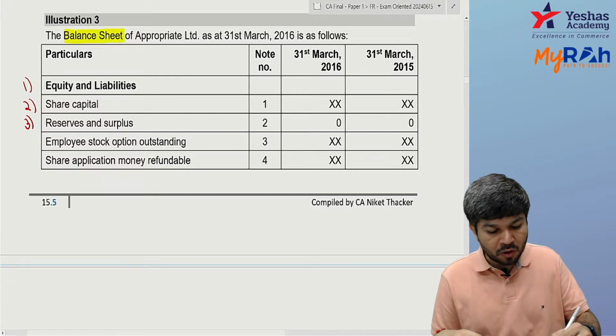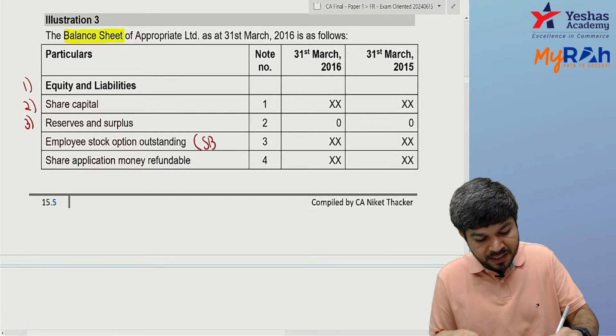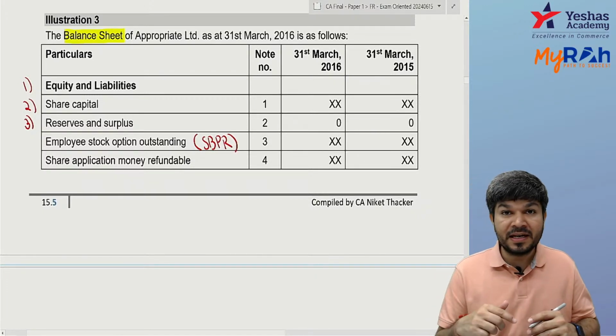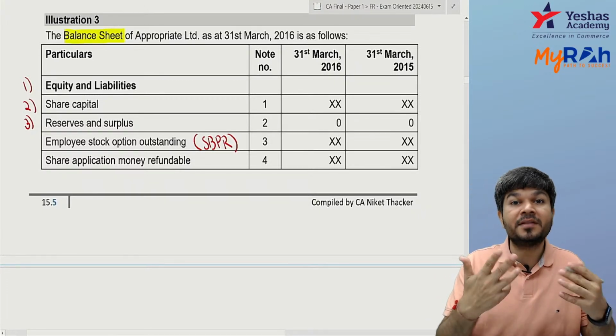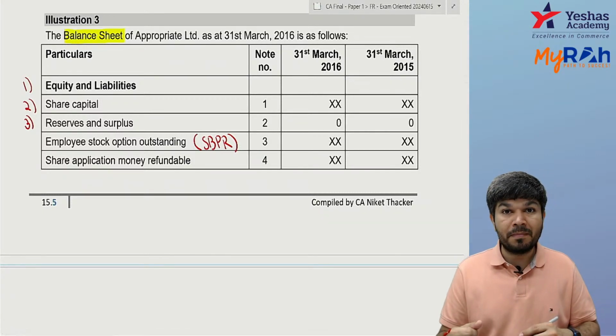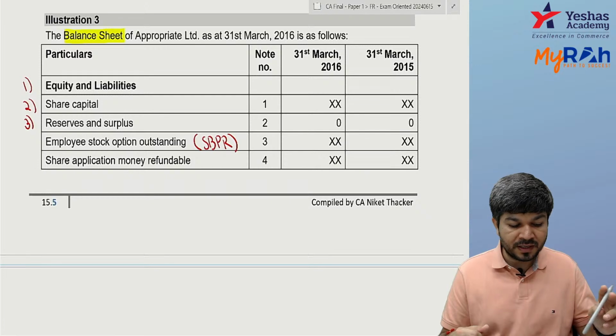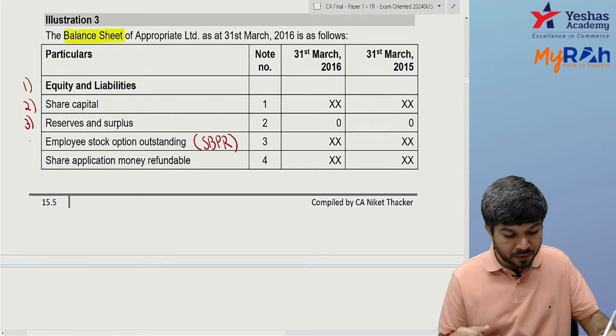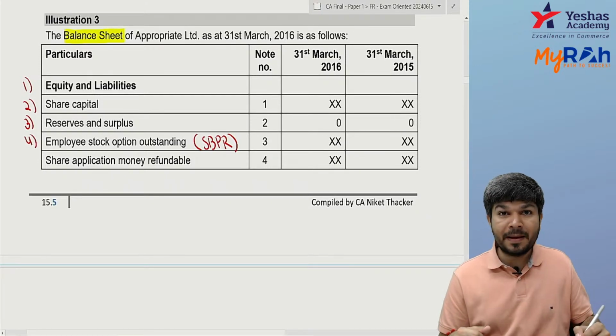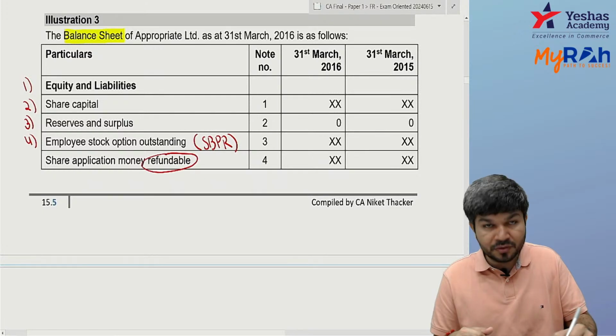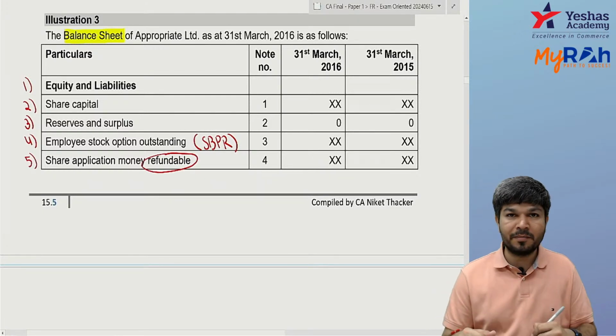Achha, employee stock option outstanding is nothing but SBPR, share-based payment reserve. SBPR should be a part of other equity. This is also a problem. Okay, share application money refundable should come under liability. This is also a problem.